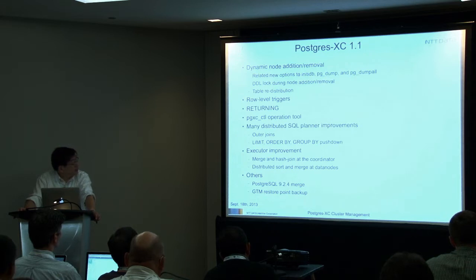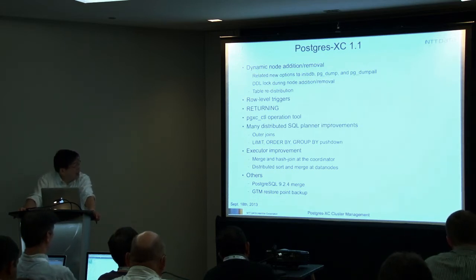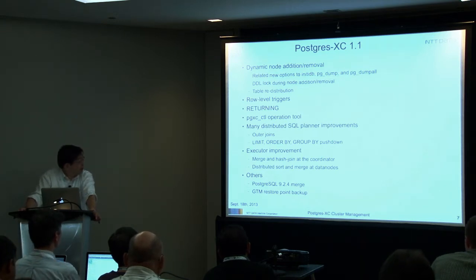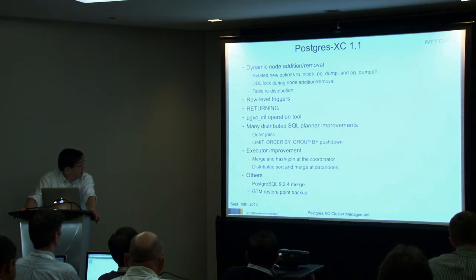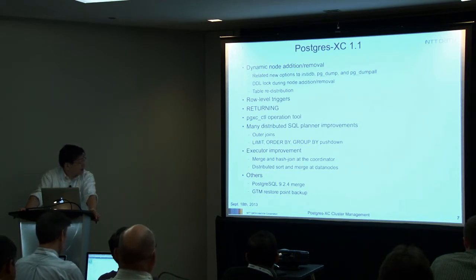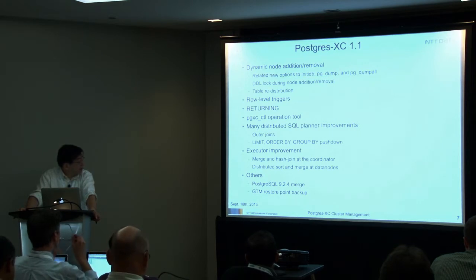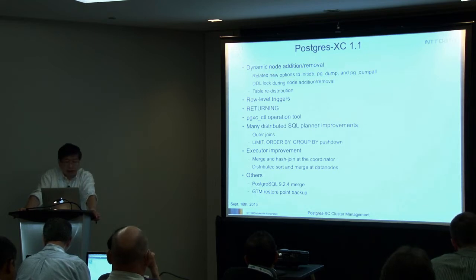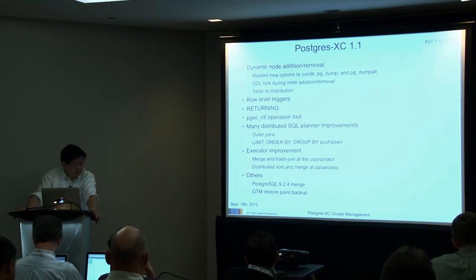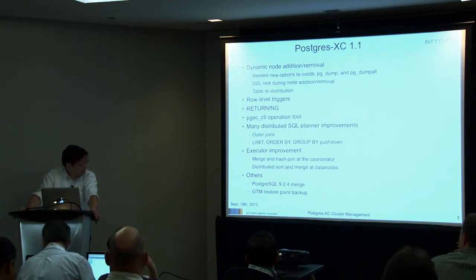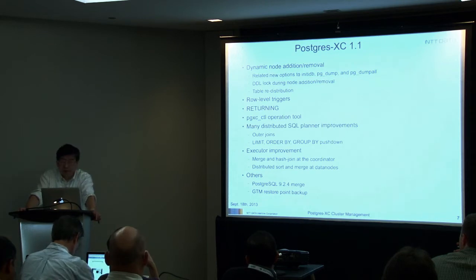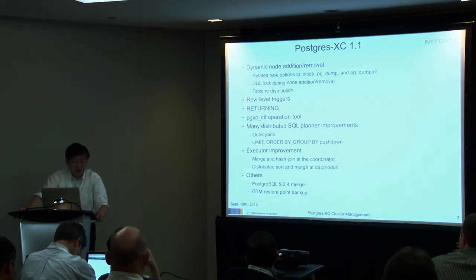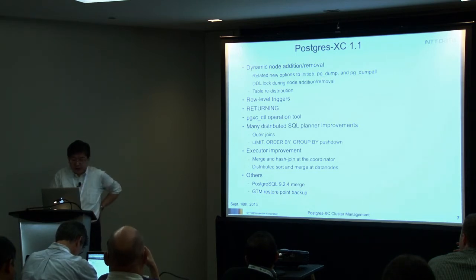And also many distributed query planning improvements, such as outer joins, and pushing down limit, order by, group by, all these things. Execution is also much improved, including hash join and merge join at the coordinator, and distributed sort and merge at data nodes, as well as merging with PostgreSQL 9.2.4. And also, for restarting, now GTM, the global transaction manager, has restore point backup. All these are very important to use Postgres-XC in production.